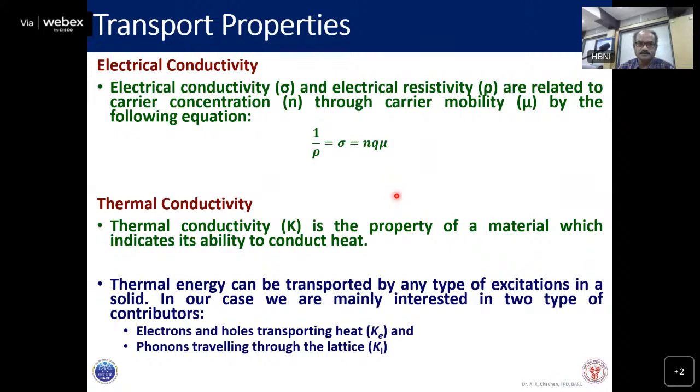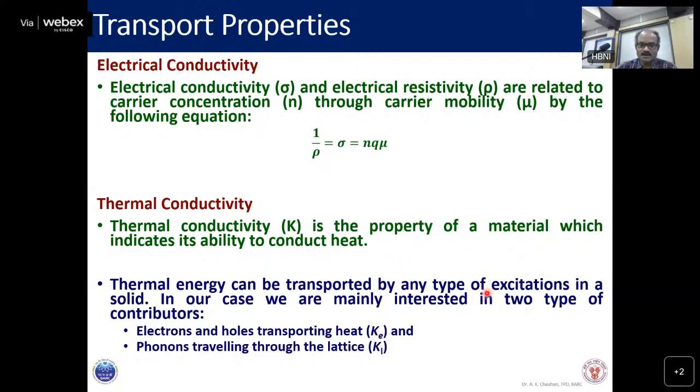Now the transport properties, electrical and thermal conductivities. The electrical conductivity or electrical resistivity is related to the carrier concentration through carrier mobility by the following equation. This equation we saw in the second lecture also. The conductivity is directly proportional to μ, which is the mobility, and n is the carrier concentration, and q is the charge, and it is 1 by the resistivity.